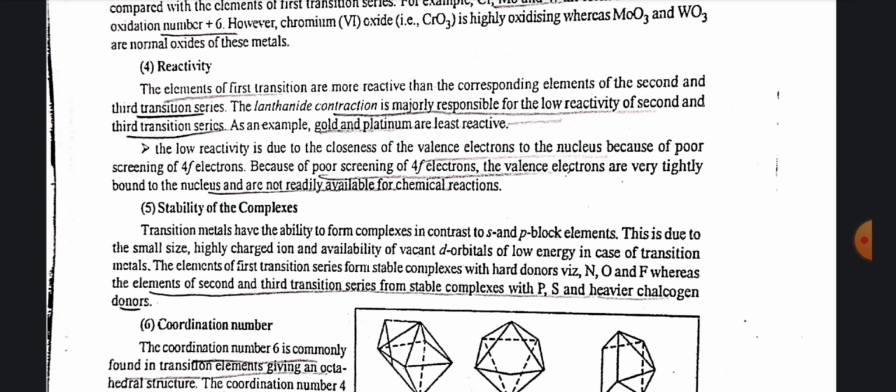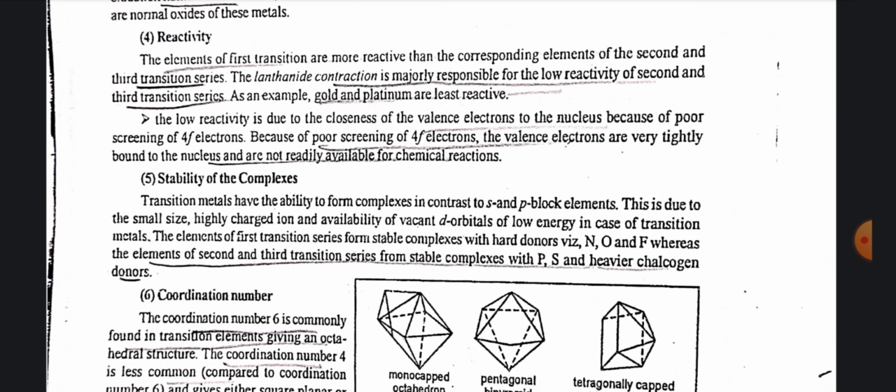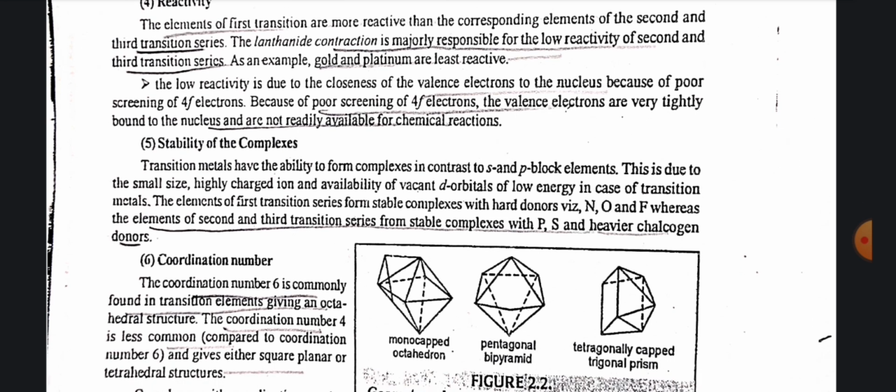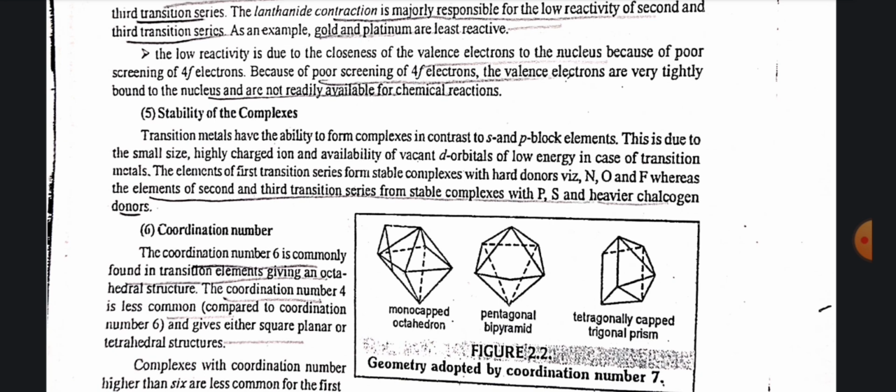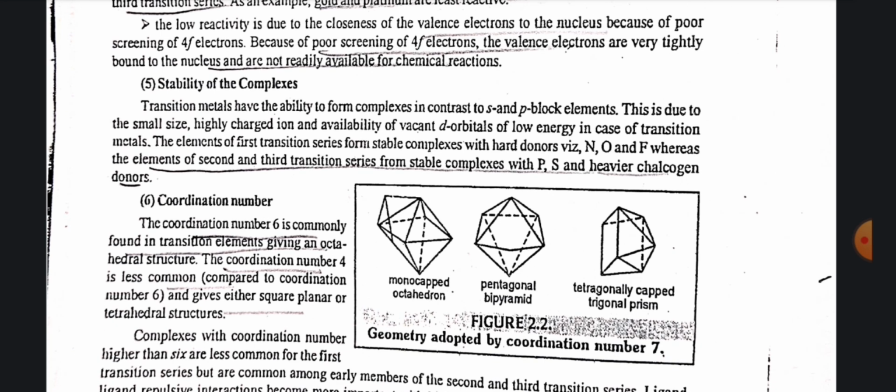The lanthanide contraction is majorly responsible for the low reactivity of the second and third transition series. As an example, gold and platinum are least reactive. The low reactivity is due to the closeness of the valence electrons to the nucleus because of the poor shielding of 4f electrons. Because of poor screening of 4f electrons, the valence electrons are very tightly bound to the nucleus and are not readily available for chemical reactions.